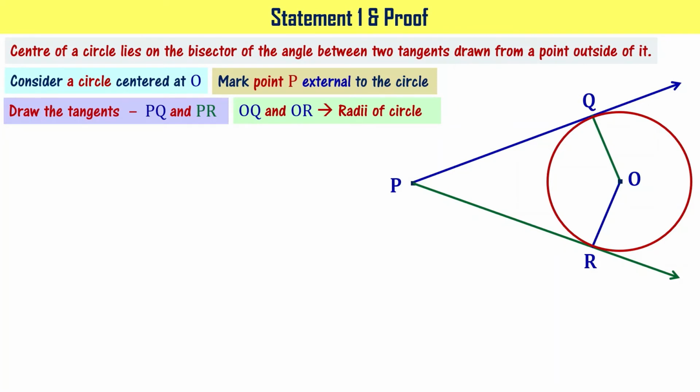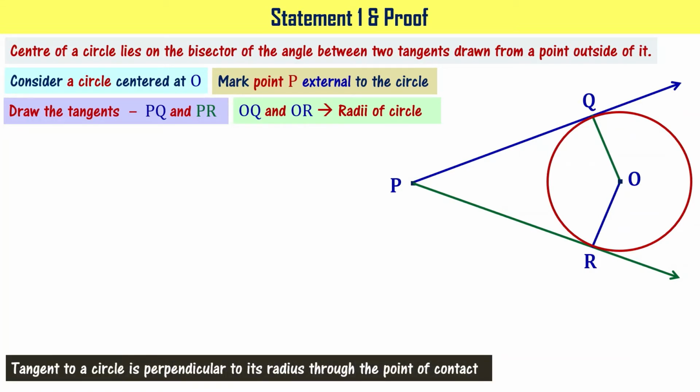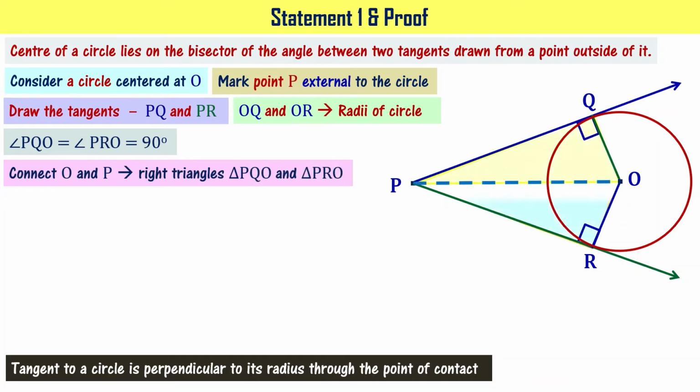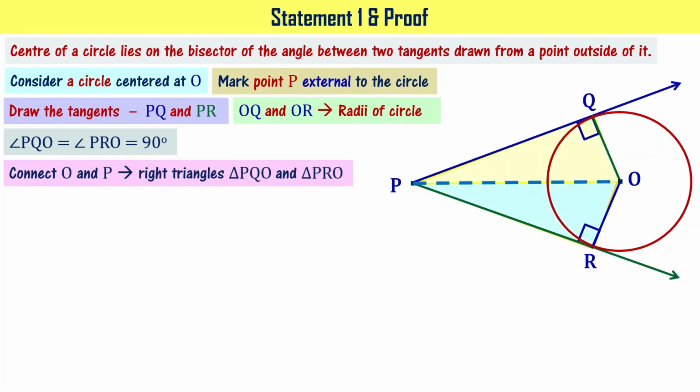As you see here, OQ and OR are the radii of the circle, right? We know that tangent to a circle is perpendicular to its radius through the point of contact, right? It means angle Q equal to angle R equal to 90 degrees. Let's write that. Angle PQO equal to angle PRO equal to 90 degrees, right? Let's connect O and P such that two right triangles, triangle PQO and triangle PRO, are formed, right?